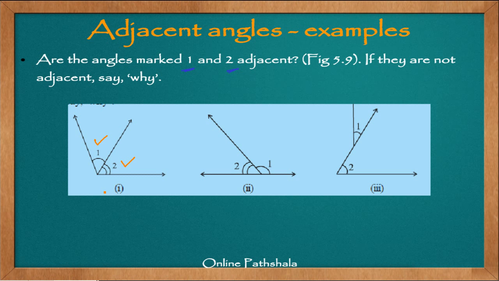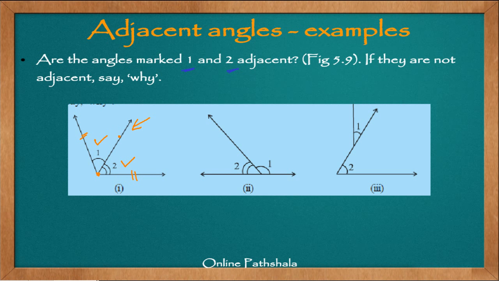Let's check the first condition. Do angles 1 and 2 have a common arm? Yes, this is a common arm. Do they have a common vertex? Yes, they do have a common vertex. And the third condition is, do the non-common arms lie on either side of the common arm? This is the non-common side and this is also a non-common side, and they do lie on either side.